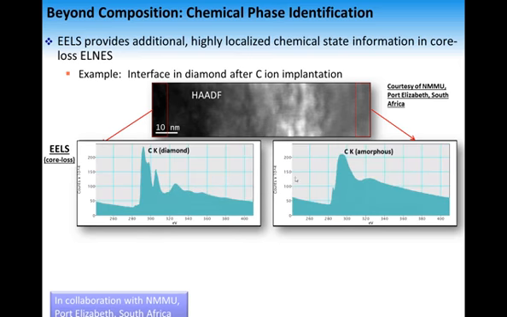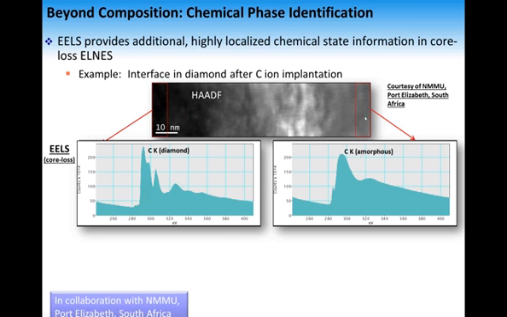So if we collect core loss, this data will be collected simultaneously with the low loss, and you can see typical features. Look at the diamond, the carbon K edge for the diamond. We see the typical features of diamond. We don't see much of a pi star peak. This is because the diamond is fully sp3 hybridized.